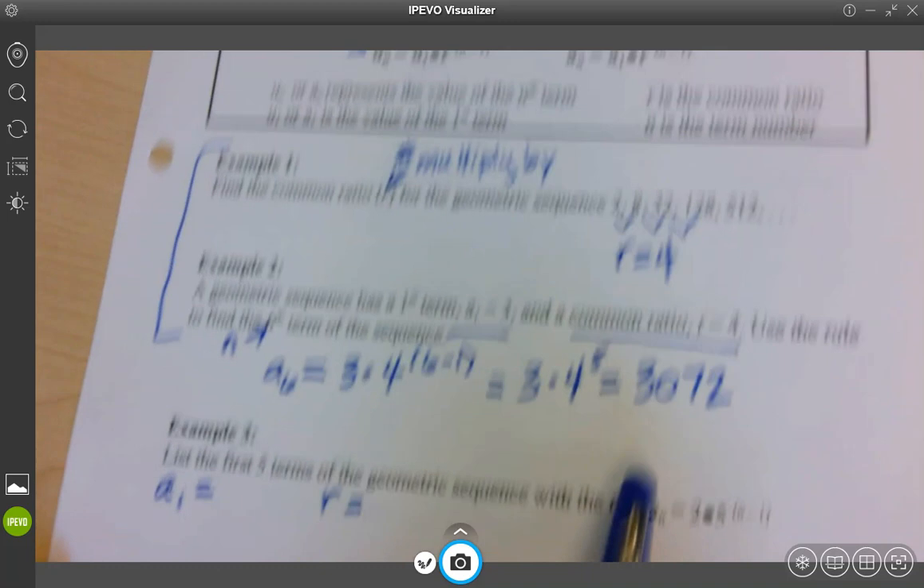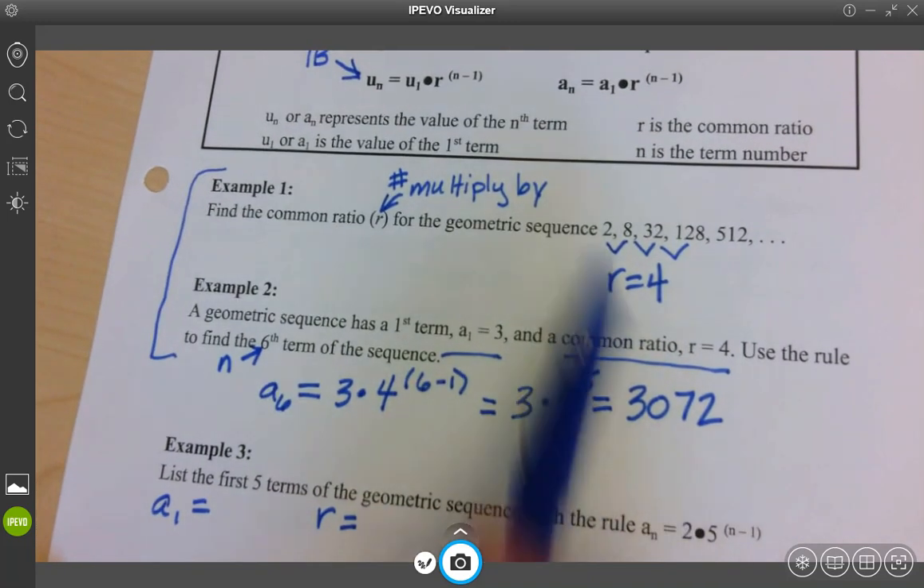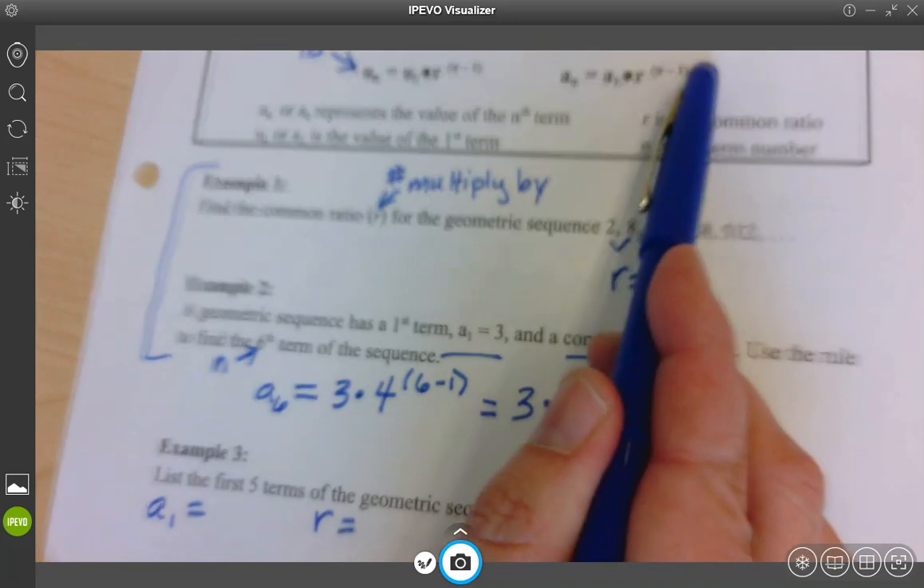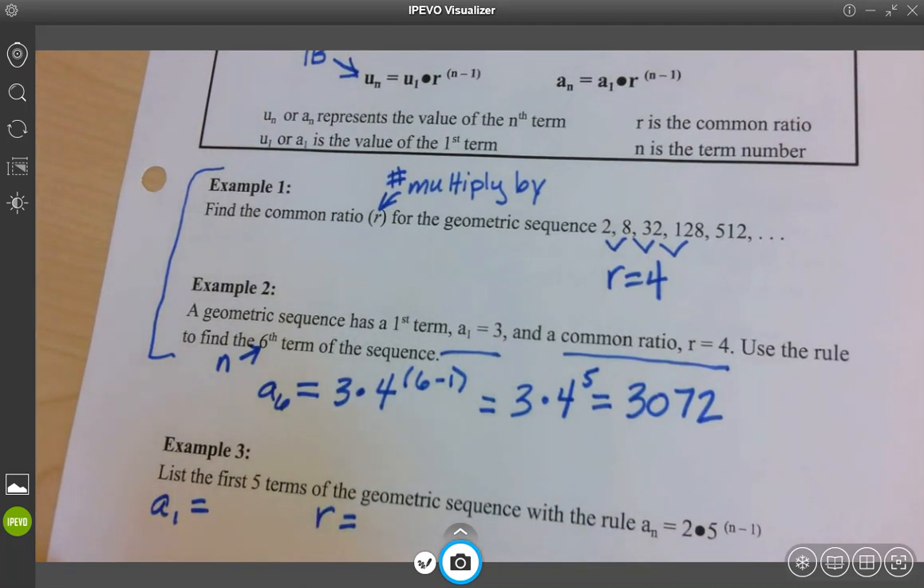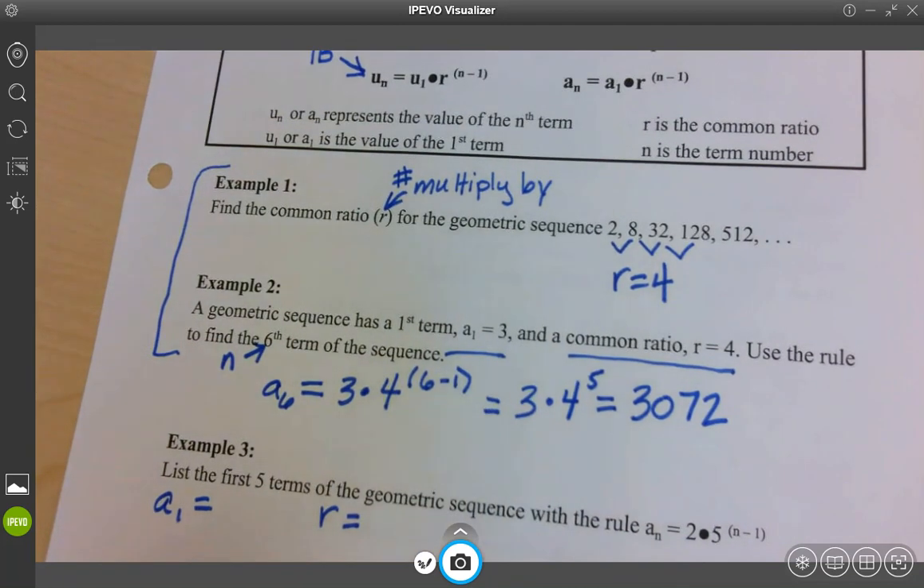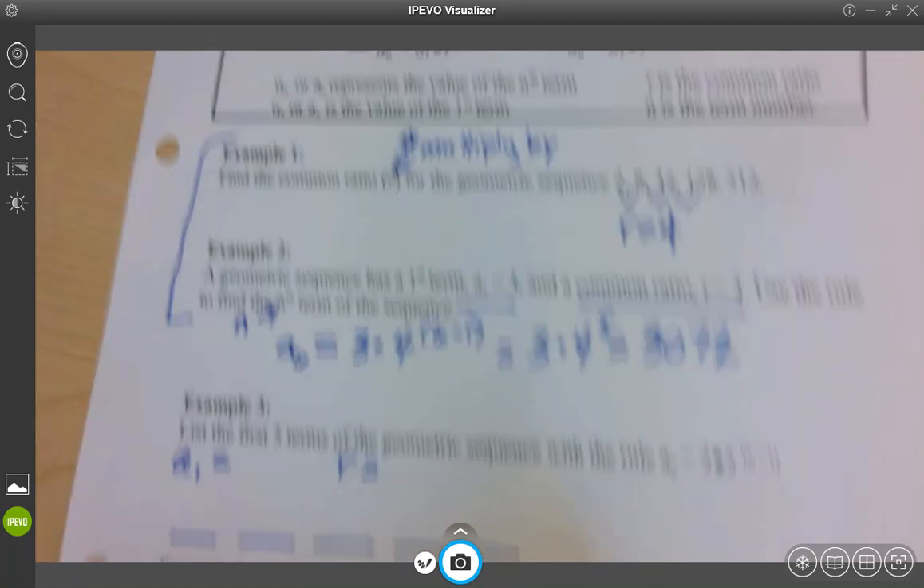Compare this formula to the original formula and figure out which of these numbers is a sub 1, your first term, and which number is R. Do that first, and then see if you can list your first 5 terms. Okay? I'll give you a minute on that.